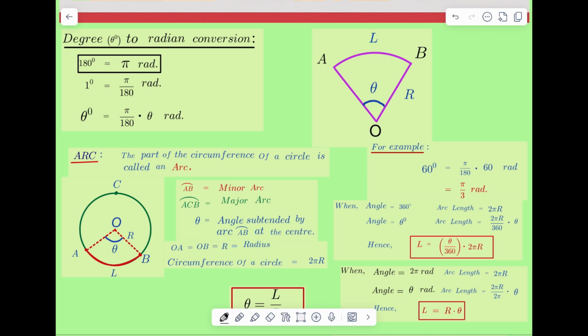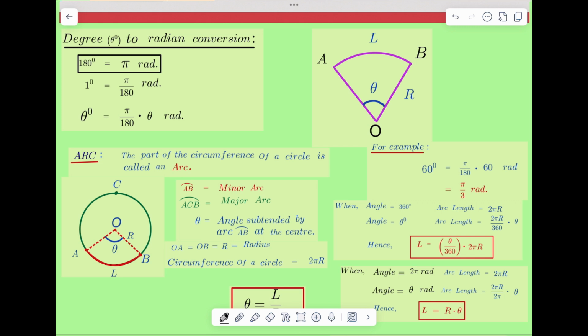You have to remember 180 degree is equal to pi radian. If 180 degree is equal to pi radian, then theta degree will be equal to pi by 180 into theta radian. Suppose you are taking 90 degree, then it will be equal to pi by 180 into 90 radian, that is equal to pi by 2 radian. This conversion we have to remember.